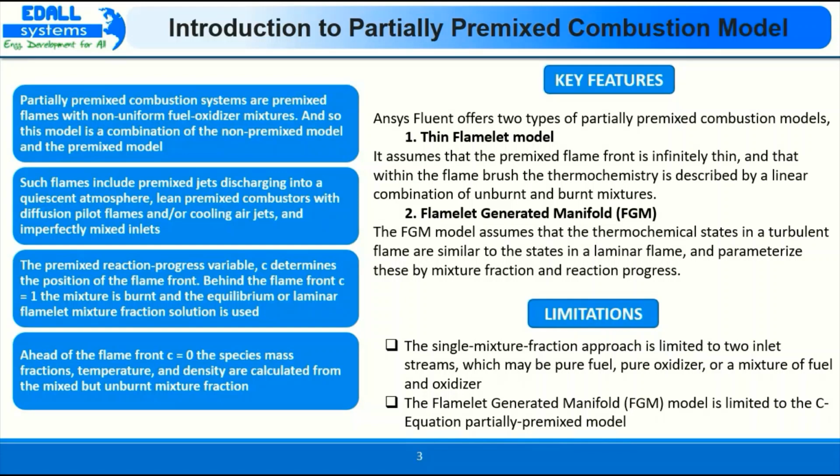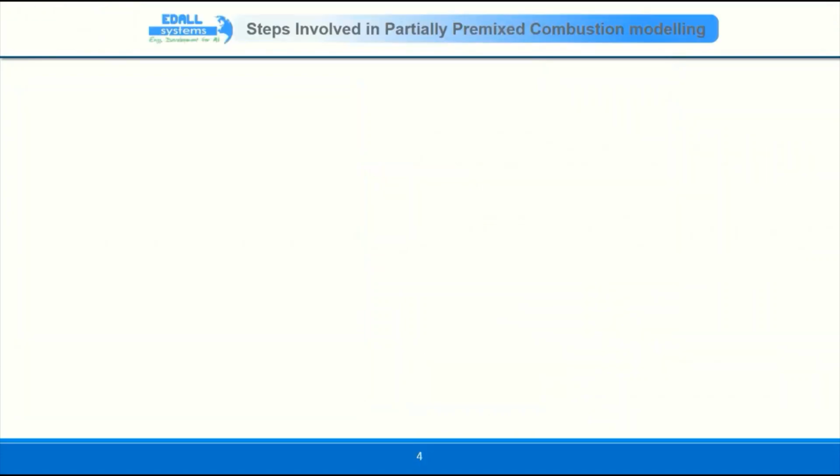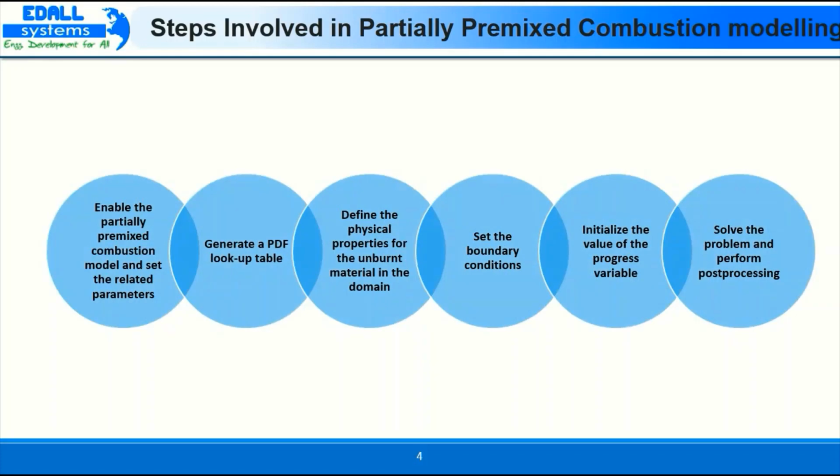Then there are some limitations of this model as well. The single mixture fraction approach is limited to two inlet streams, which may be pure fuel, pure oxidizer, or a mixture of fuel and oxidizer. Then the FGM model is only limited to the C equation partially premixed model. So if one is using the FGM method, then they are limited to using the C equation model only for calculation of turbulent flame speed.